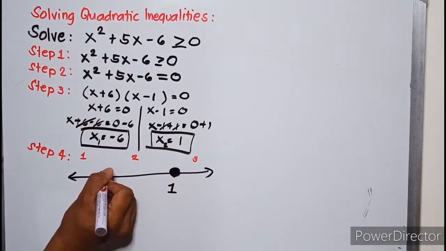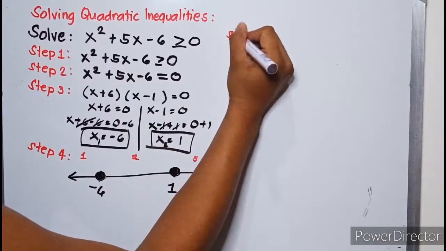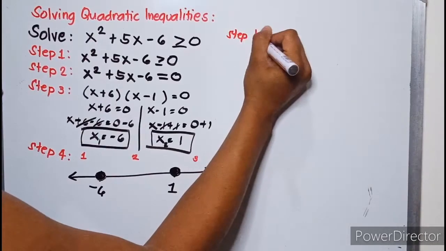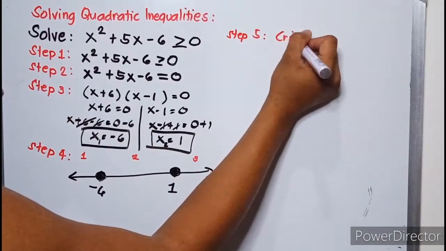Kung siya ay part of solution, siya ay naka-shaded. Our circle is now shaded. Now, for our step 5, we are going to get critical points.